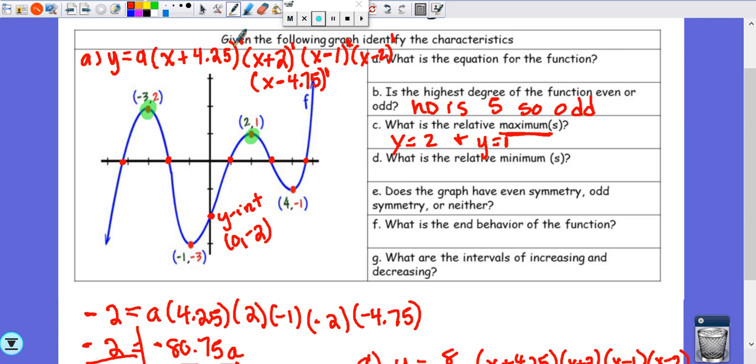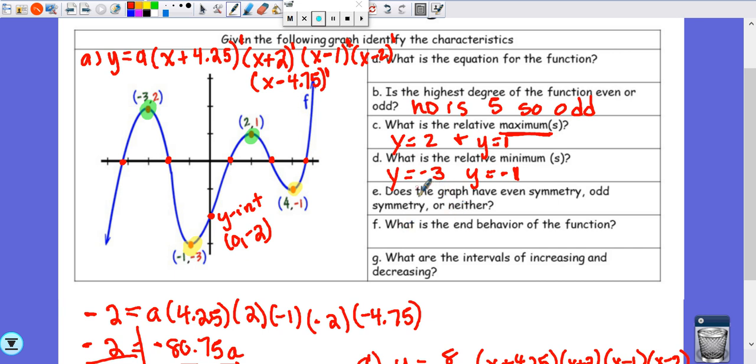Okay, what are the relative minimums? I'm going to do those in yellow. These are the low points in the graph, the little lower loops. All right, so the relative minimum would be y equals negative 3 and y equals negative 1.